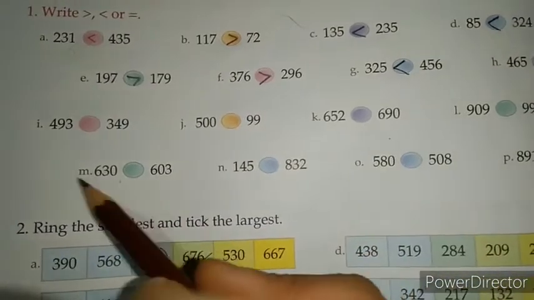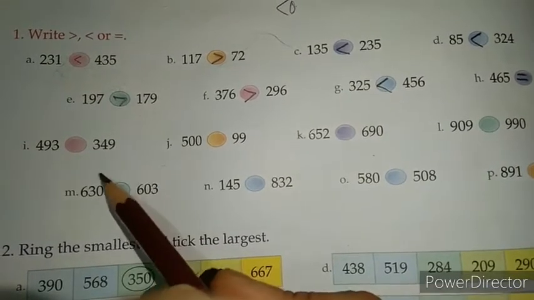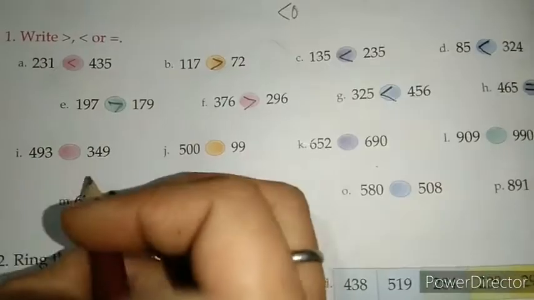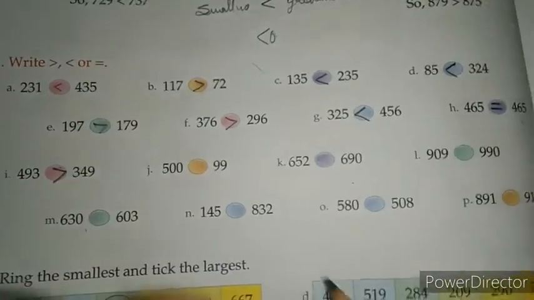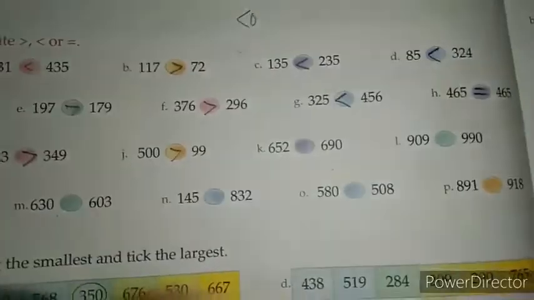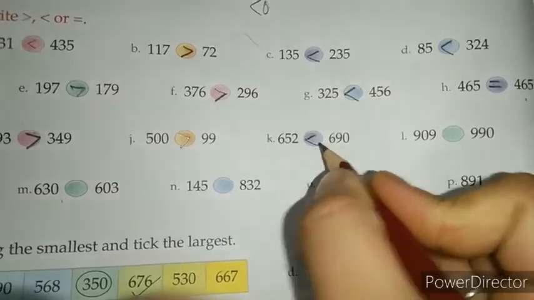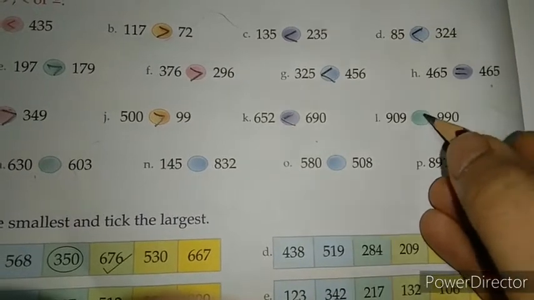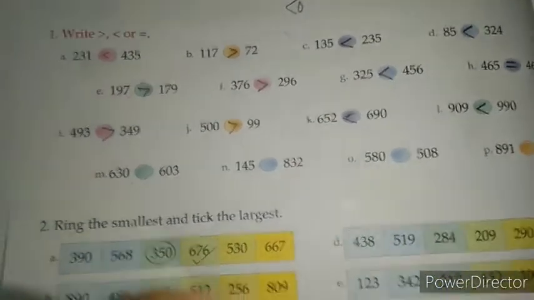Next one, 493 and 349, then which number is greater? 493 is greater than 349. 652 is smaller than 690. 909 is smaller than 990. Now understood all of you?